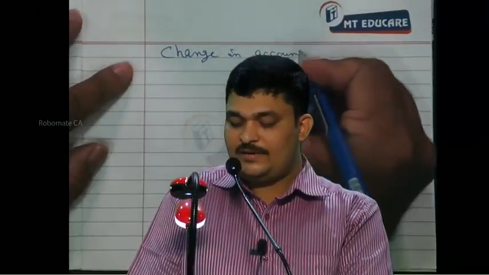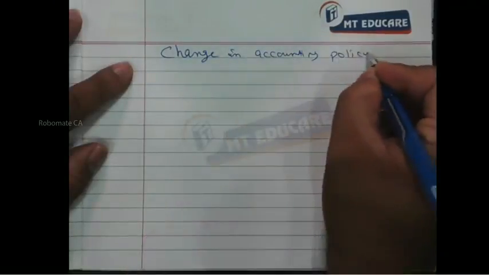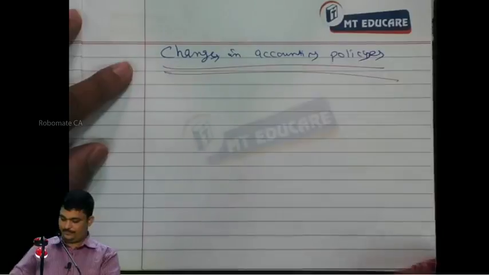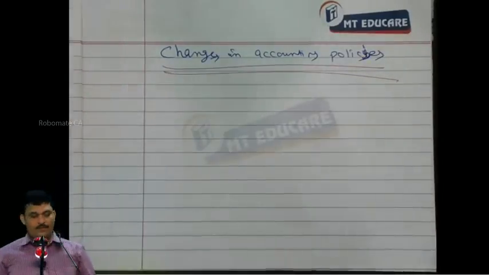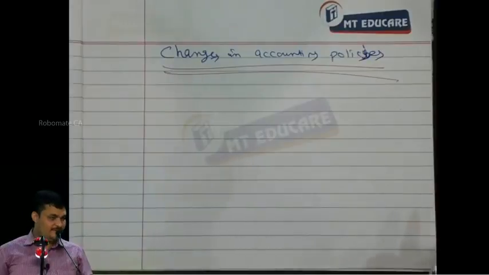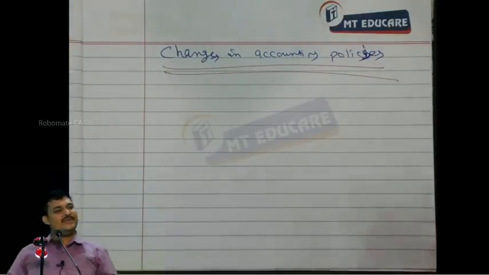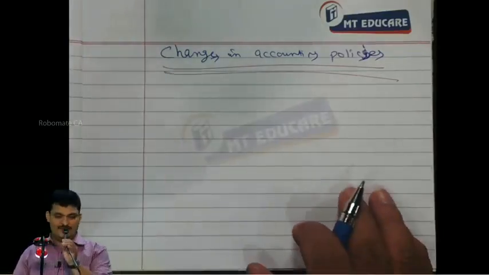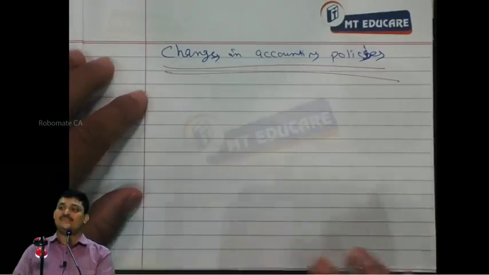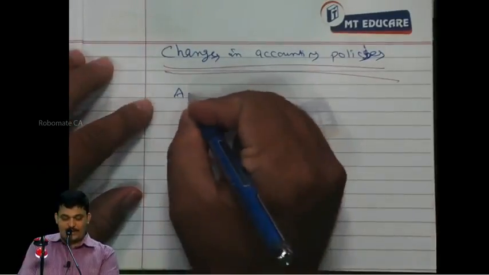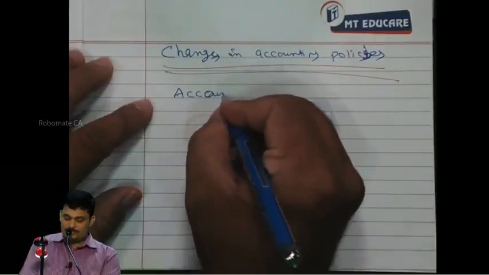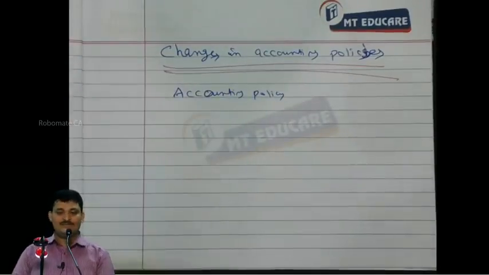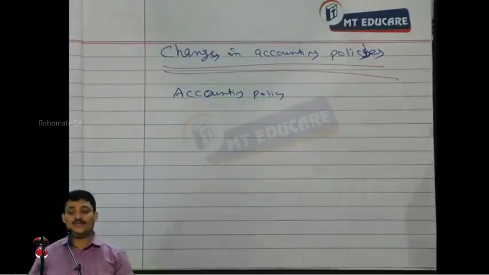Changes in accounting policies. See, this is something very elementary that you have learned in AS1 only, which is once again covered through AS5. First of all, when a change is allowed, as per AS1, accounting policy refers to what? Disclosure of accounting policy: accounting policy refers to accounting principles and methods adopted in achieving such principles.